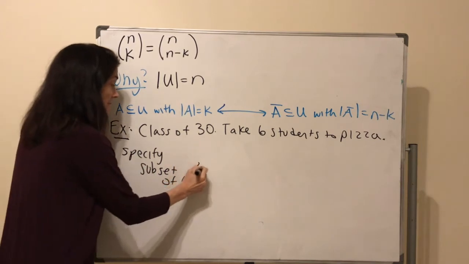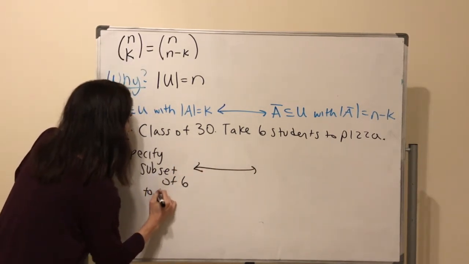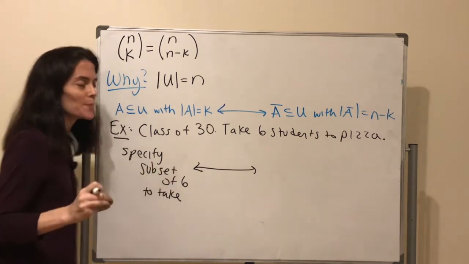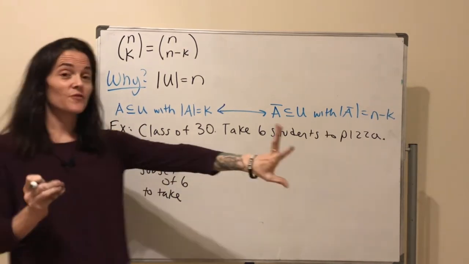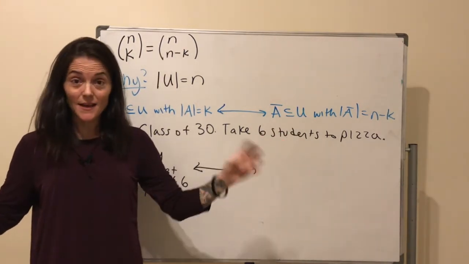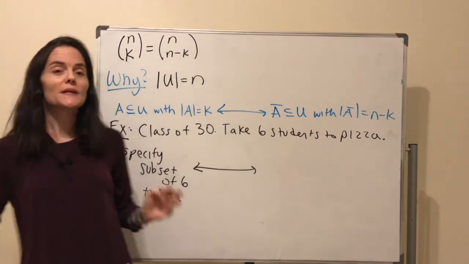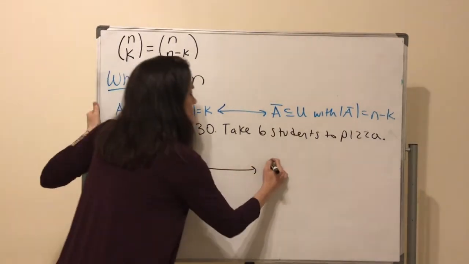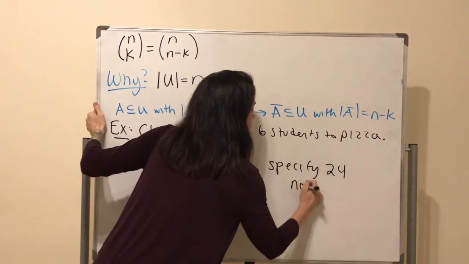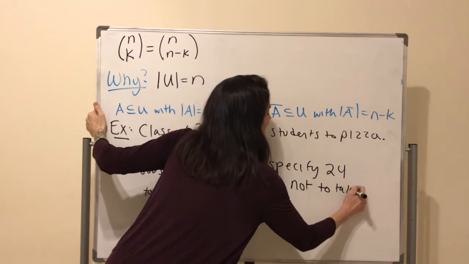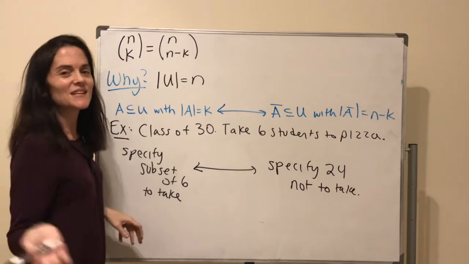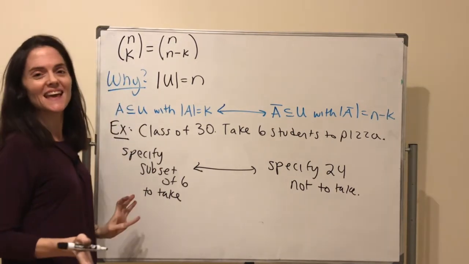But this is the same as, I'll say, to take. I could also specify this 6 to take by giving the 24 that can't come. So if I said, okay, I'm going to take 6 of you to pizza, here's a list of 24 that cannot come, you would know exactly the 6 that can. This is the same as specifying the 24 who do not go. And this is this relationship. This is why n choose k is equal to n choose n minus k. Okay.